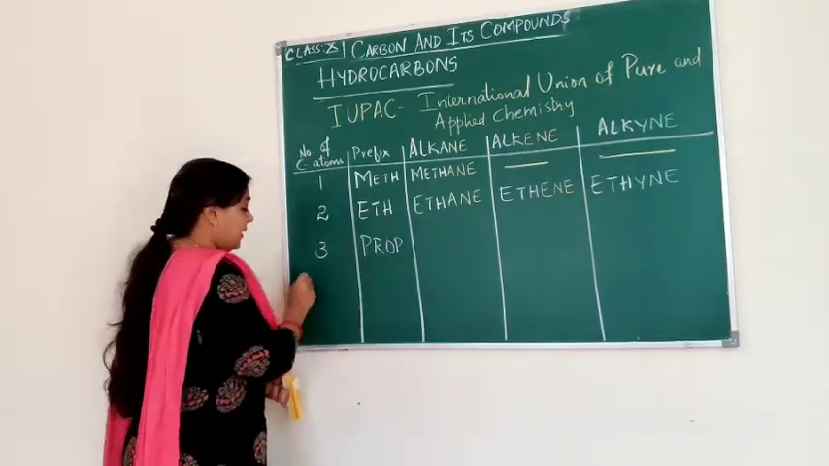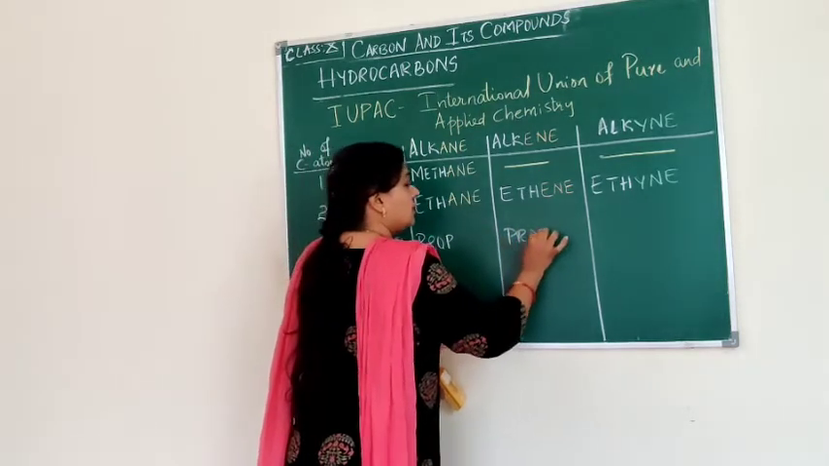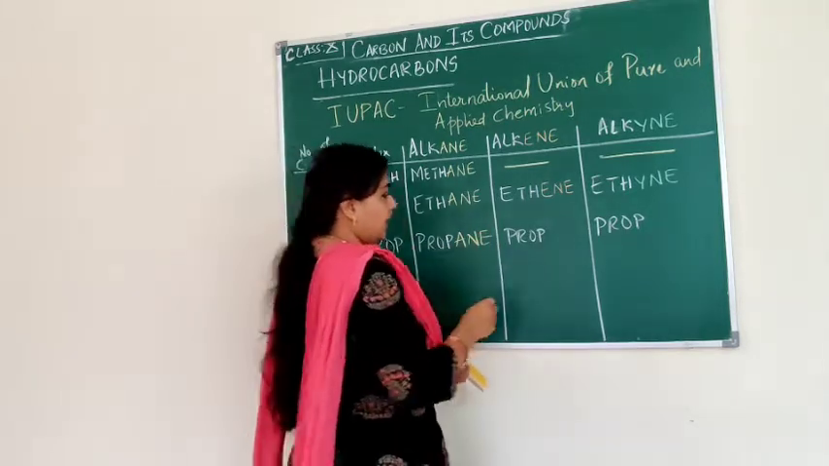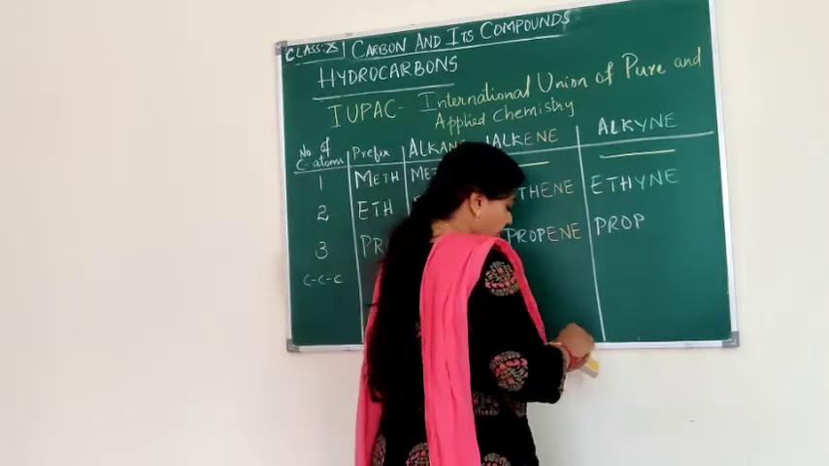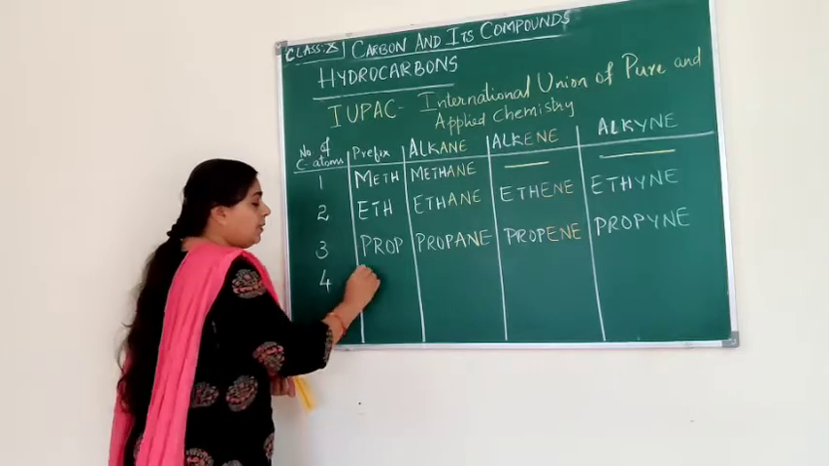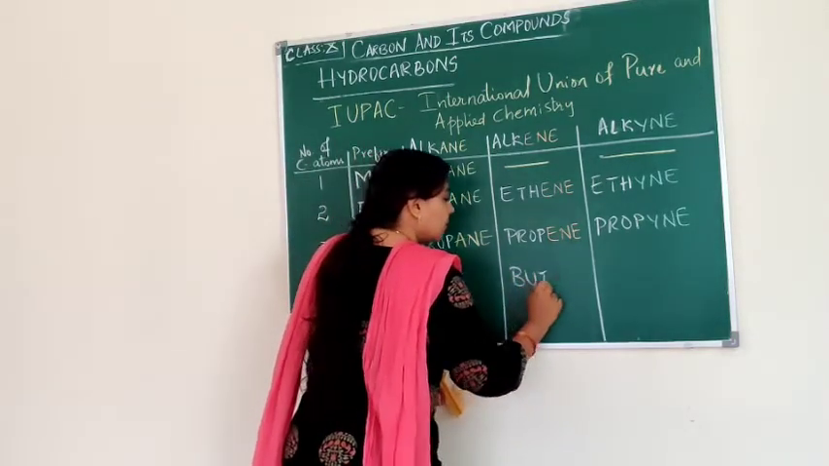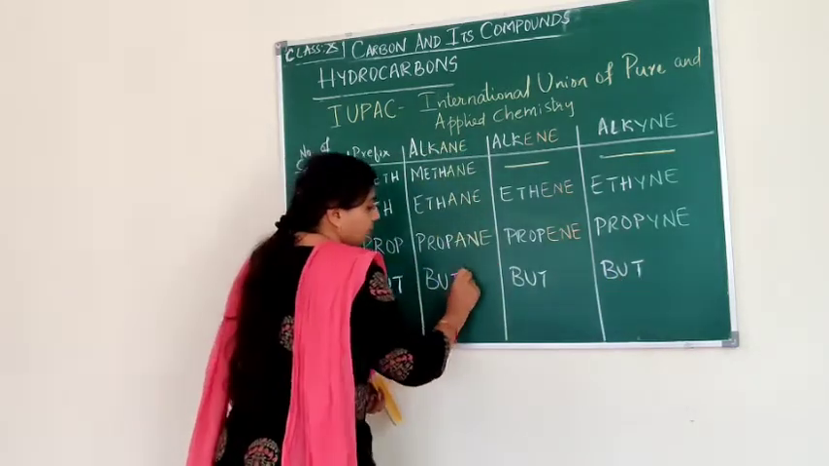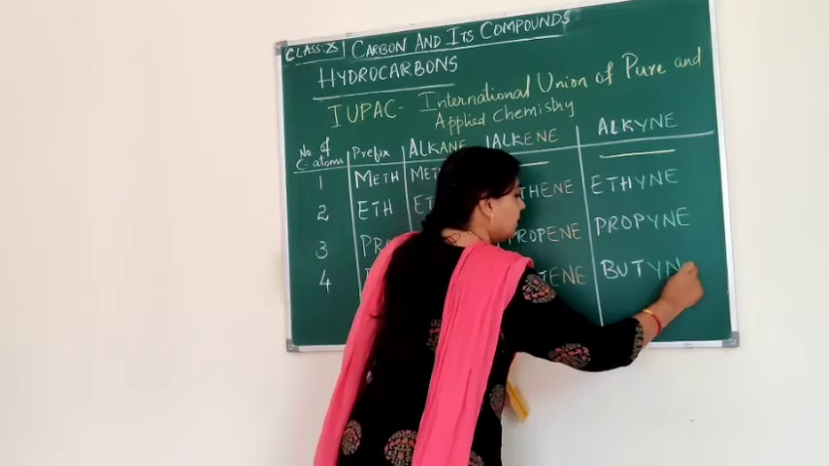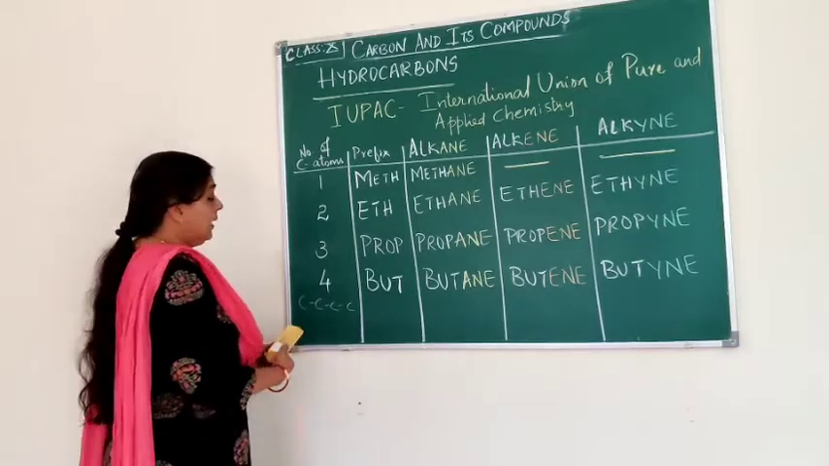If it is 3 carbon atoms, then you write prop and write the suffix. Write the suffix: propane, then propene, then propyne. Now, if it is 4 carbon atoms, then it is but. Butane, butene, and butyne. So here carbon is 4. See, 4 carbon atoms are there, so it can form a double bond as well as a triple bond.